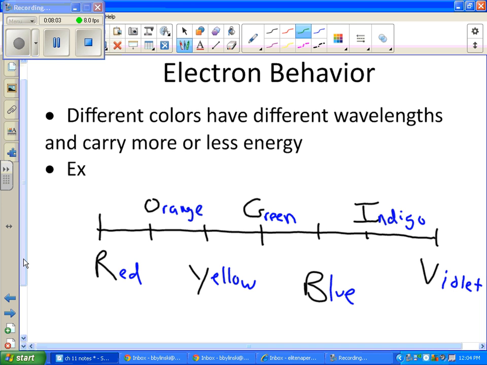Okay, and now you have red through violet, and in your lab you will discover which has the different types of energy. So I'm going to leave it here, and we'll discuss more about this when you are done with your lab.